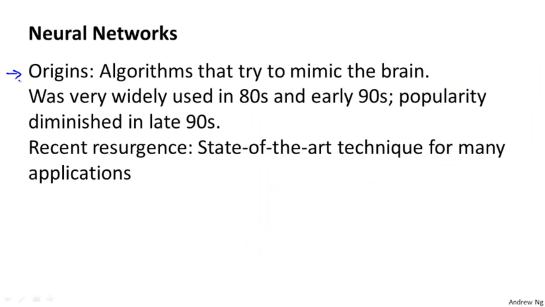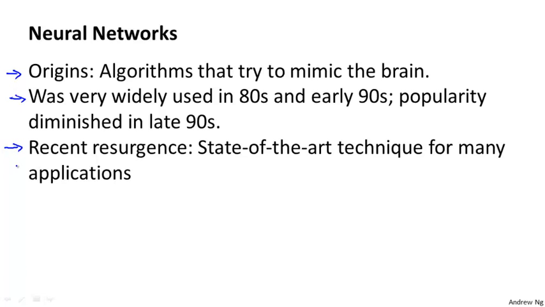The origins of neural networks was as algorithms that try to mimic the brain, and there was the sense that if we want to build learning systems, well, why not mimic perhaps the most amazing learning machine we know about, which is perhaps the brain. Neural networks came to be very widely used throughout the 1980s and 1990s, and for various reasons, its popularity diminished in the late 90s. But more recently, neural networks have had a major resurgence.